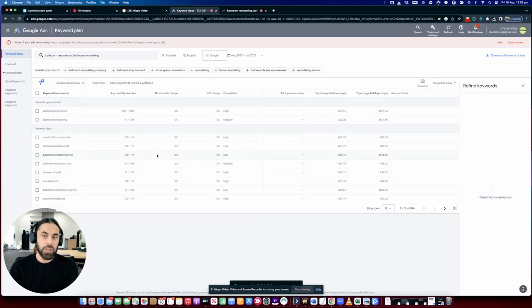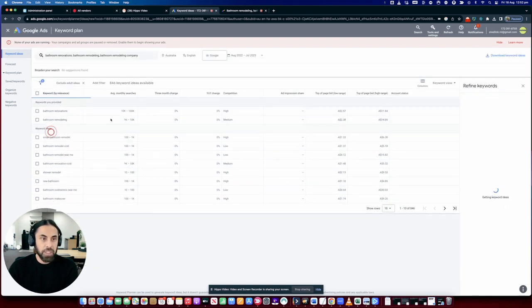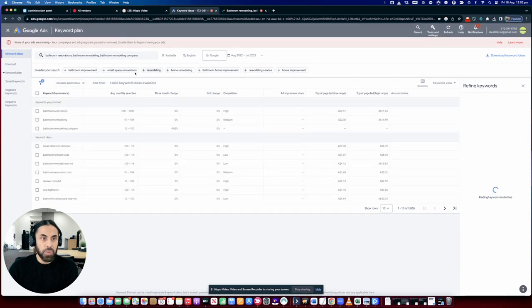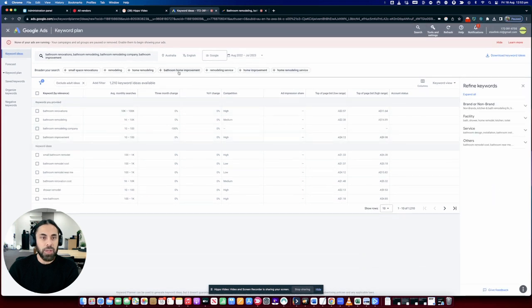So what it's going to do now is go out there and give us a reading of how many times those keywords get searched per month in Australia, because I've selected Australia. And then it's going to say, hey, there are other ways to say this, or other people using other ways to call out this service. Do you want to add them to your list? So I say yes, bathroom remodeling company, that'll be one of us. And then I'll say, okay, small space renovations, maybe not, it's a bit broad. I want to stick to bathroom improvements, sure, why not?